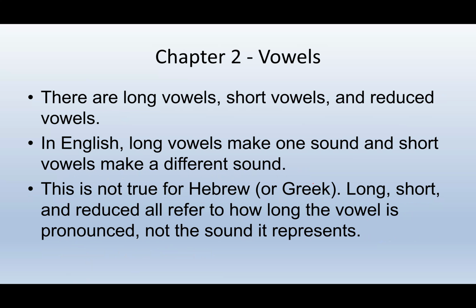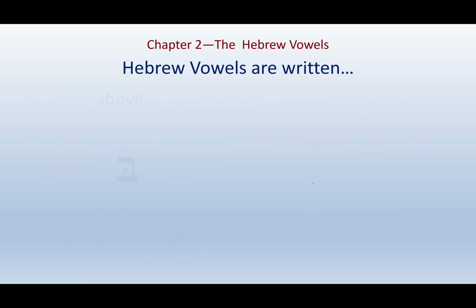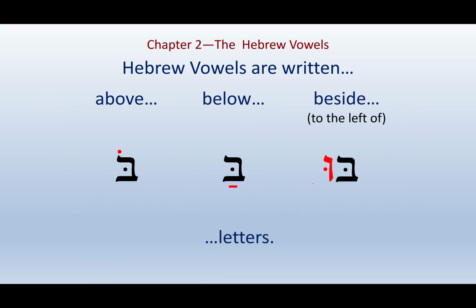We make different sounds for the long vowel and the short vowel. But that's not true for Hebrew or for Greek, either one. Long, short, and reduced all refer to how long the vowel is pronounced. It doesn't change the sound of the vowel, just how long the sound is made. So Hebrew vowels are written, as we talked about, above, below, or beside, or to the left of letters. To the left of, because we're going to be reading from right to left, and we always pronounce the consonant before the vowel, except for a couple of small exceptions, and that's not hard.